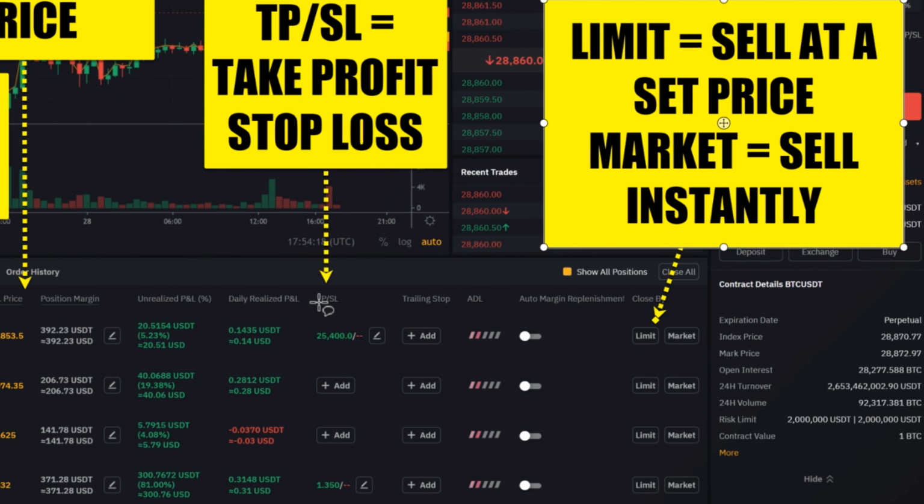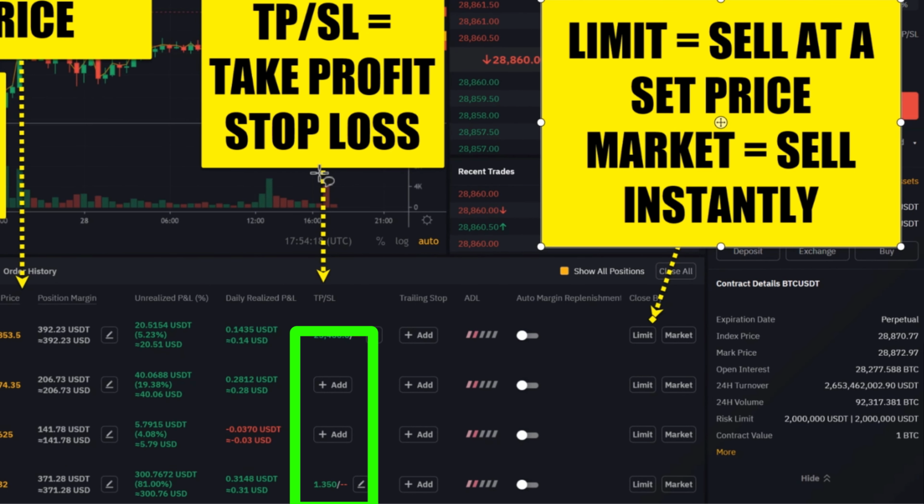Now over here, you also have a TPSL. That's your take profit and stop loss. So we can see right here, I have a take profit on Bitcoin at 25,400. So if price goes down to 25,400, it's going to close out my trade. If Cardano hits $1.35, it's going to close out my trade. ETH and AVAX, I'm getting ready to set up those next, but I wanted to show you guys as we go.